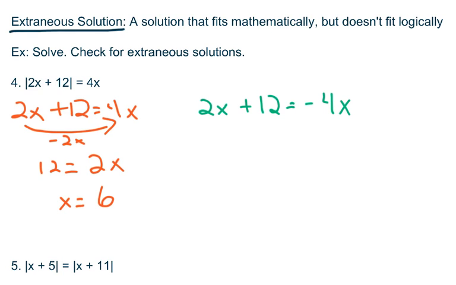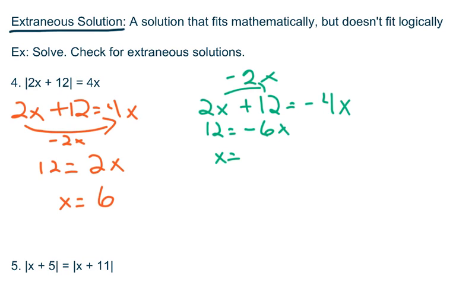Okay, do the same thing with the one in green here. So we'll take the 2x this way by subtracting 2x again. So 12 is equal to negative 4x minus 2x is negative 6x, which means my x value is equal to, oops, took it away, x is equal to, that would be negative 2. Now, we need to go back and check. I'm going to check the red one in blue. Okay, so we're going to have the absolute value of 2 times 6, our x value, plus 12. We're going to see if that's equal to 4 times our x value again of 6.